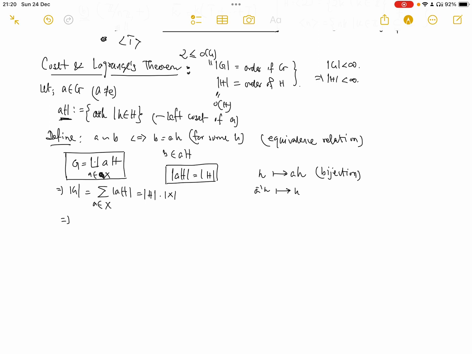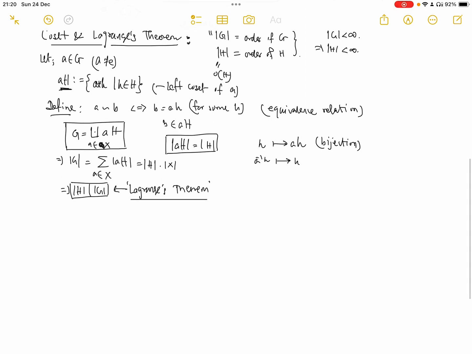So what does it imply? It implies that this is the order of the subgroup, and this divides the order of the group. So this is precisely Lagrange's theorem. Given any finite group, any subgroup must have order that divides the order of the group. So now it makes sense to talk about this ratio, right? Because this becomes a natural number, a positive integer. This is called the index of the subgroup.